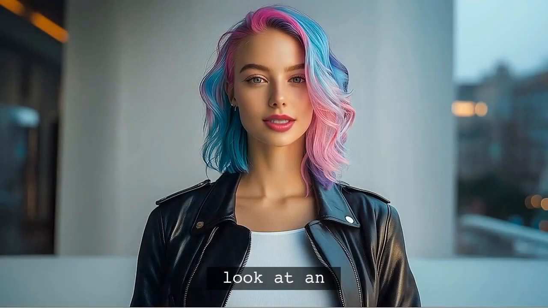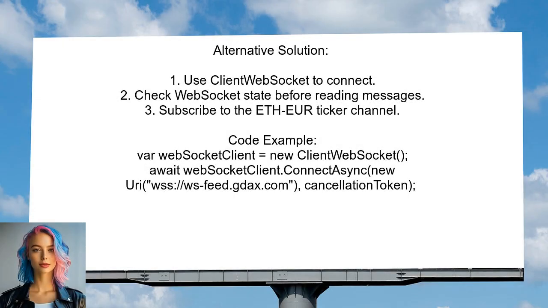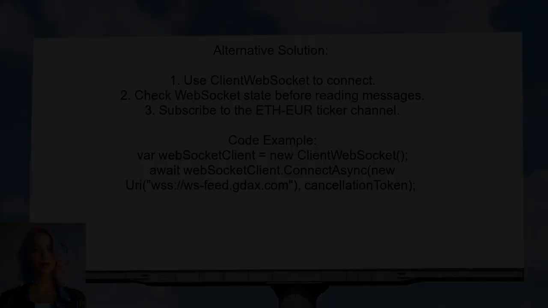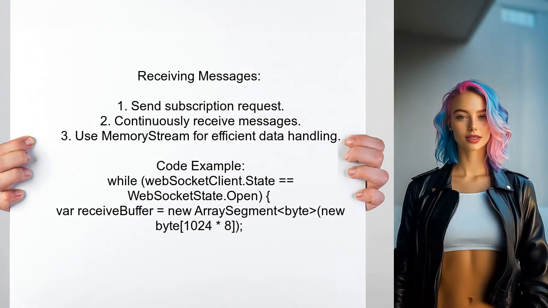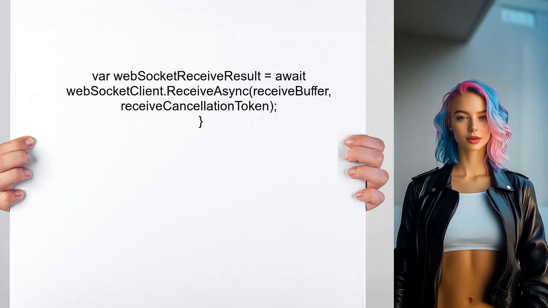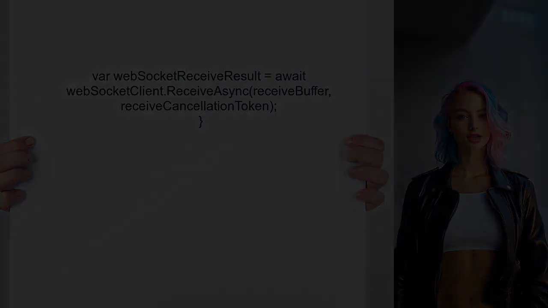Let's take a look at an answer from another user. This user suggests a different approach for connecting to the GDAX WebSocket feed. They recommend checking the WebSocket state before reading messages. Their example uses the ClientWebSocket class to connect and subscribe to the ETH ticker channel. Once connected, the user shows how to send a subscription request and continuously receive messages while the WebSocket is open. They emphasize using a memory stream to handle incoming data efficiently.